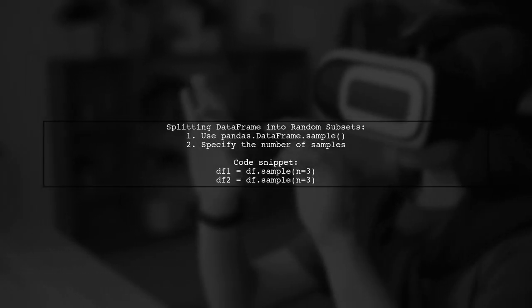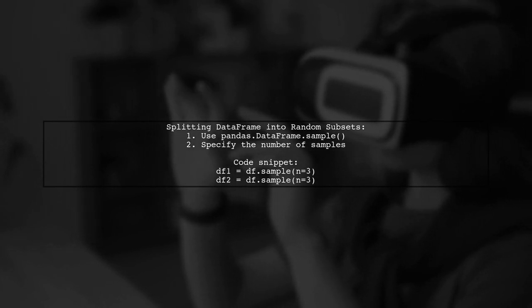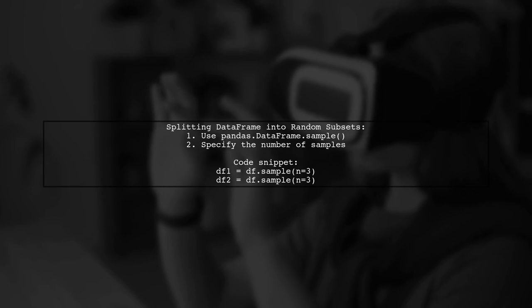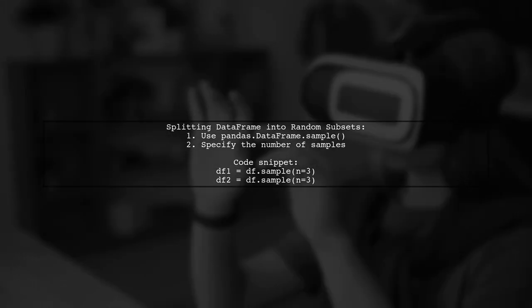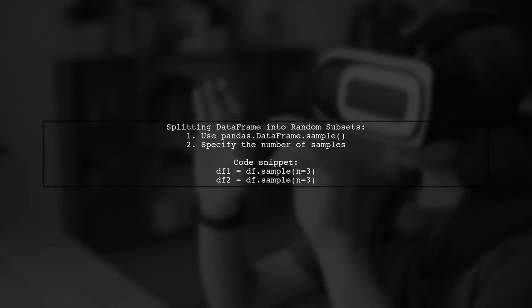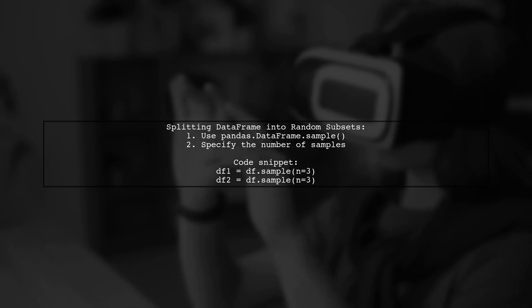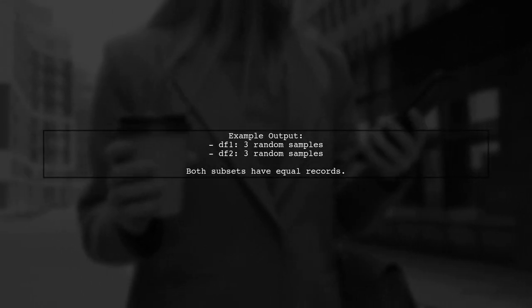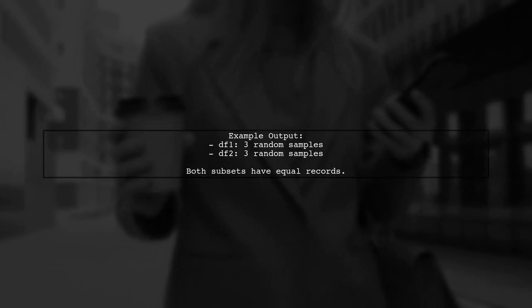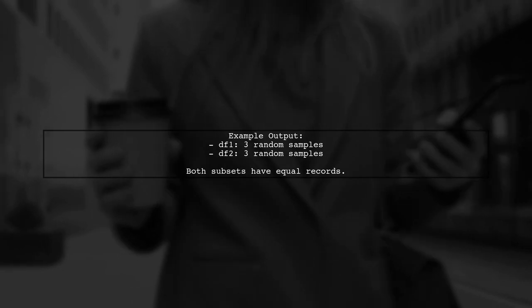To split a data frame into multiple random subsets, you can use the pandas sample method. This allows you to randomly select rows from your original data frame. In this example, each subset contains 3 random samples, ensuring equal numbers of records in each.